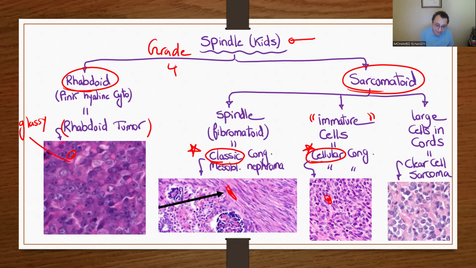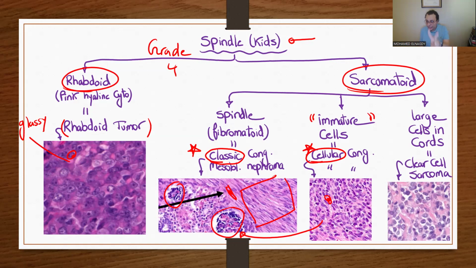However, in classic congenital mesoblastic nephroma, you will see the immature cells trying to form some poorly formed structures. And you see also another very, very spindle fibromatoid-like area, which if you see only this area of the slide, you will call it a fibroma or like a fibrosarcoma or whatsoever. It's like fibroma, like we call fibromatoid-like. There is a spindle fibromatoid-like area and another area in which the immature cells are kind of forming some poorly formed structures. That's the classic congenital mesoblastic nephroma.